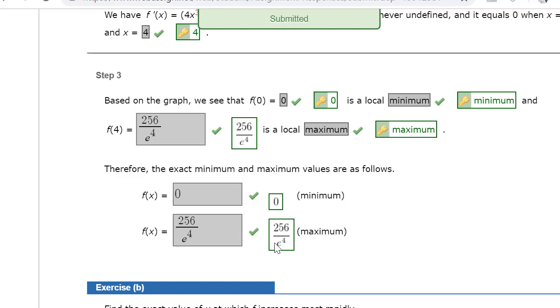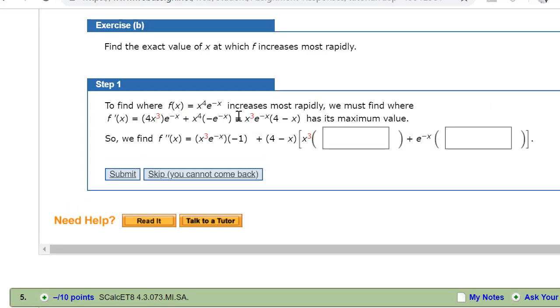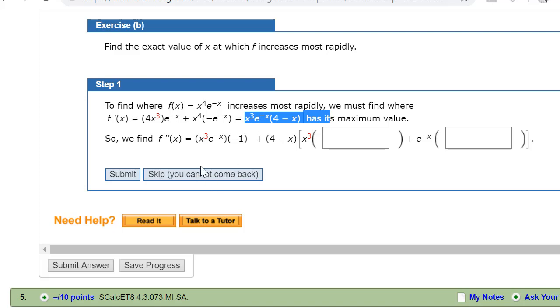So now that we have the maximum and minimum values here, the next thing they ask us is to find exactly the values of x for which f is increasing most rapidly. And so for increasing most rapidly, we have the first derivative given here, and now we're going to have to take the derivative again, so take the second derivative.